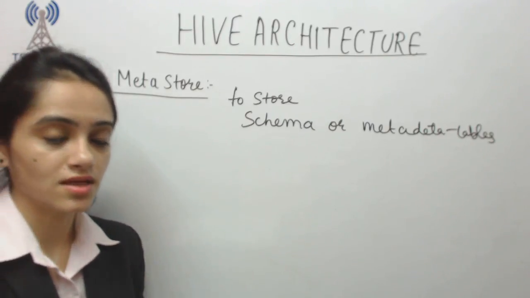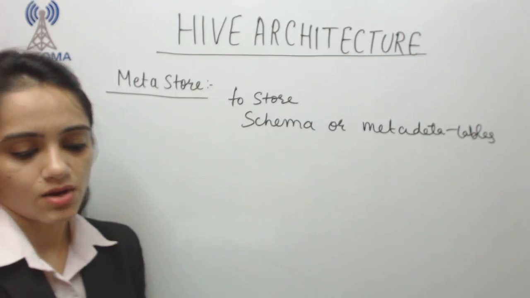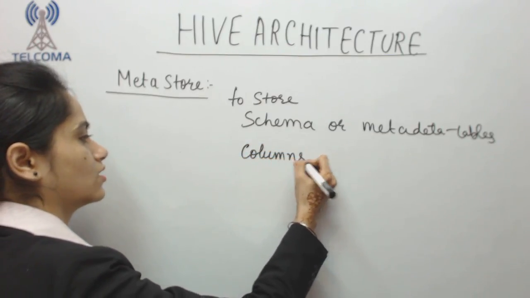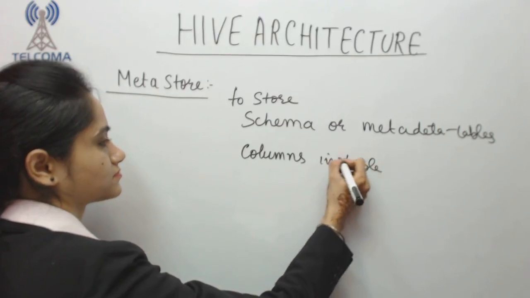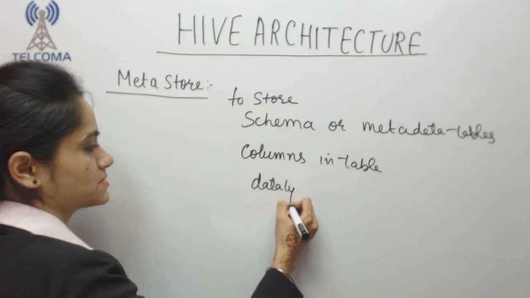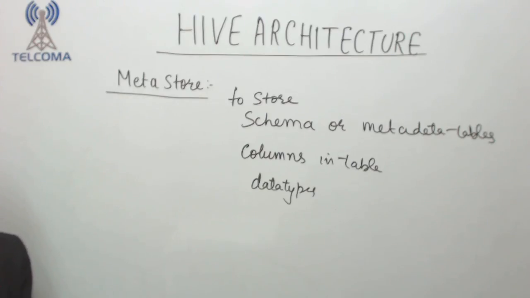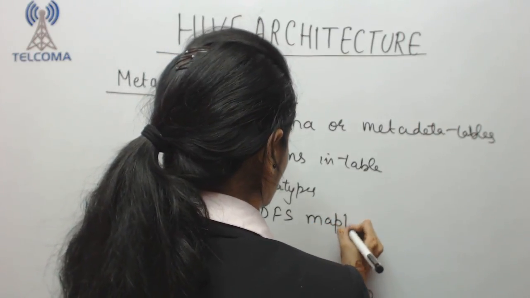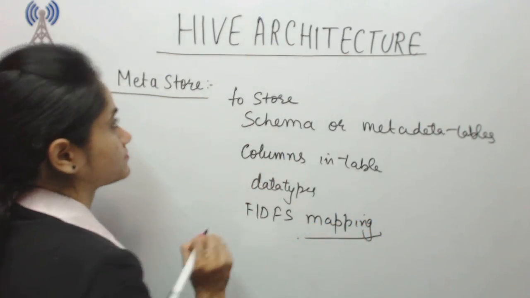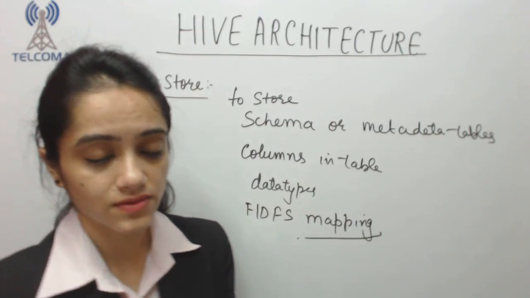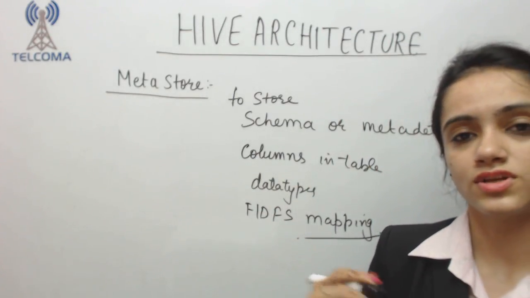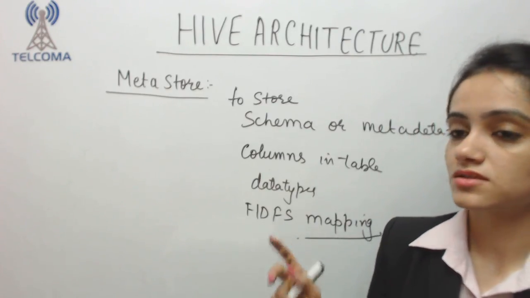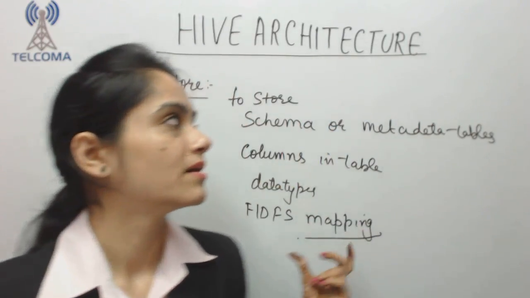It can support various databases. It can support the columns in a table and various data types. And also, it has a feature, HDFS mapping. Metastore is basically a database server where we can store the metadata, databases, columns, tables, data types, and also perform HDFS mapping. So, this is about two entities, user interfaces and Metastore.